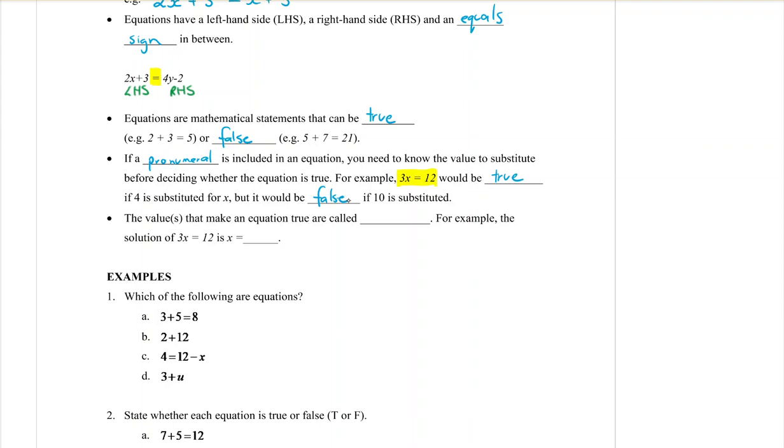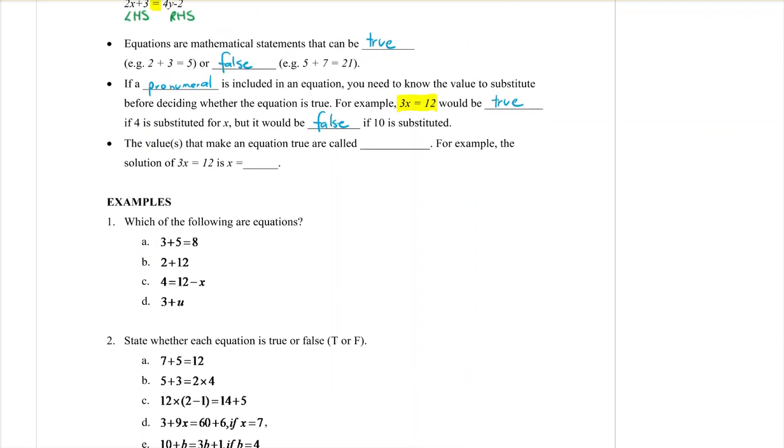The value that makes an equation true, which are the ones that we're going to focus on, that's what this whole topic is about, is finding the true values, which are called the solutions. I was giving away the answer too early there. The values that make an equation true are called solutions. For example, the solution of 3x equals 12 is x equals 4, because 3 times 4 correctly gives the answer of 12.